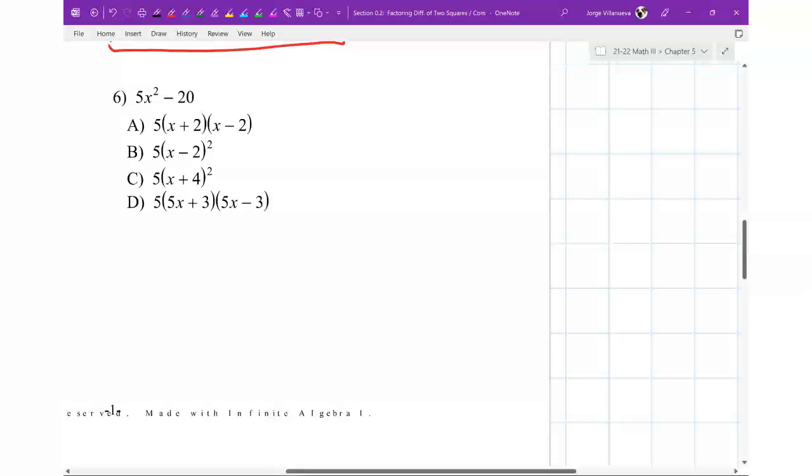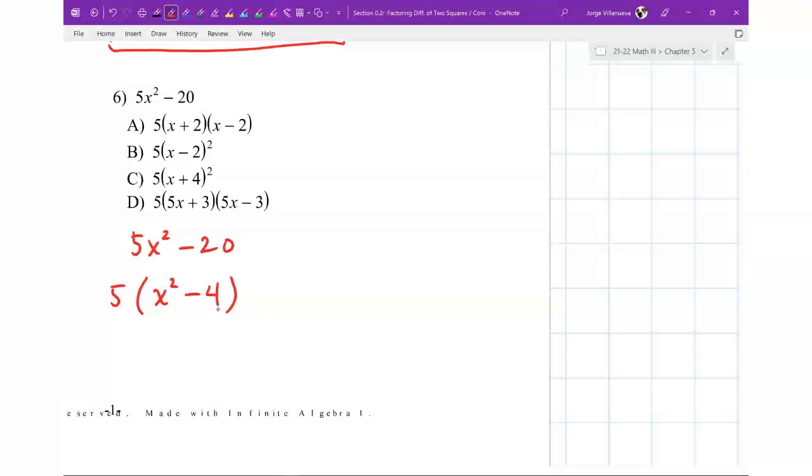What number can be factored out from 5x squared minus 20? What number do they have in common, a 5 and a 20? A 5. So let's factor out a 5, okay? So here we go. 5x squared minus 20. I'm going to take out a 5, and what I'm left with is an x squared minus 4. Right? When I factor it out, I get an x squared minus 4.